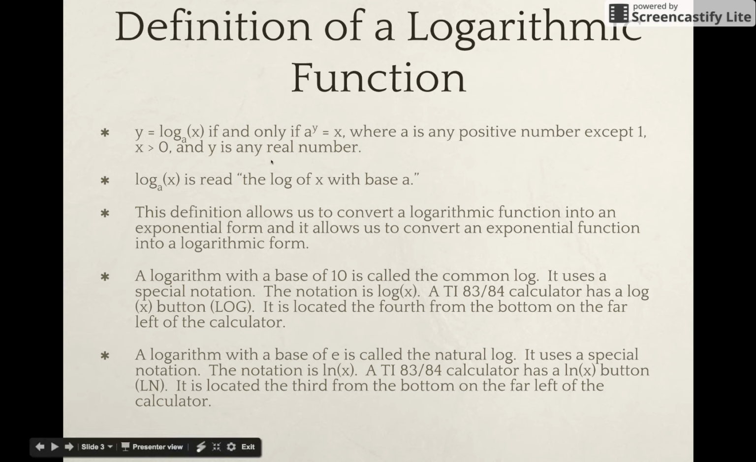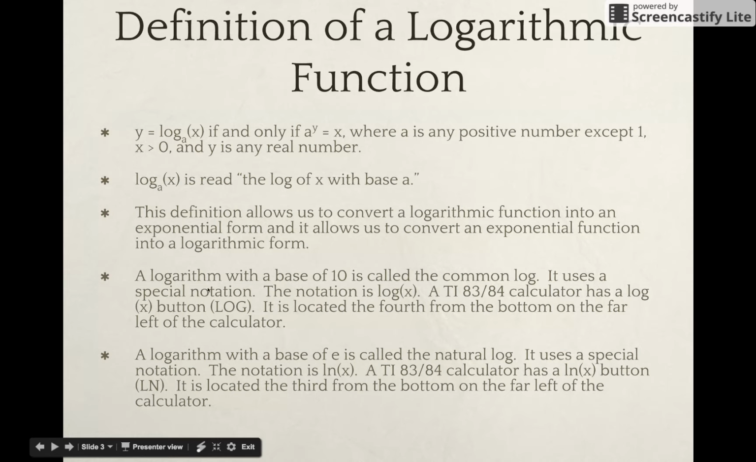It's kind of a weird looking definition, but take a look. It says if we have a logarithm, then we can write another equation. This is an exponential equation that communicates essentially the same information, but in a different way. It also allows us, if we have an exponential equation, to take the information communicated there and communicate it in logarithmic form.